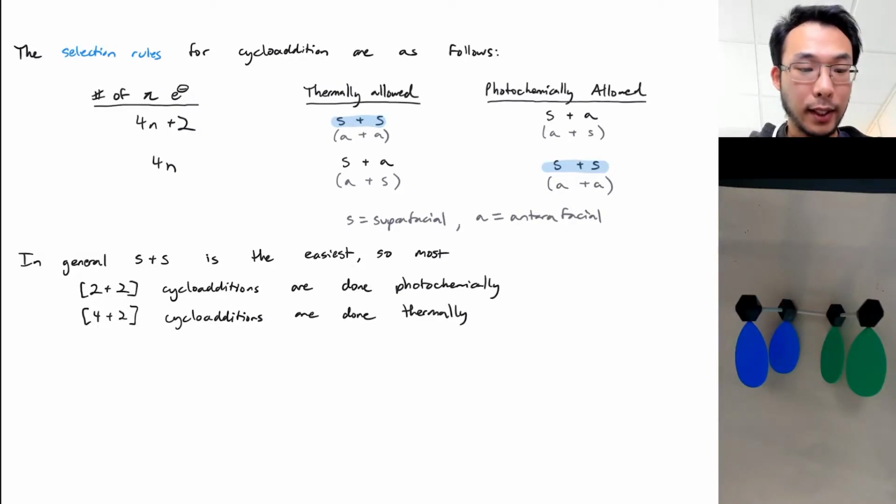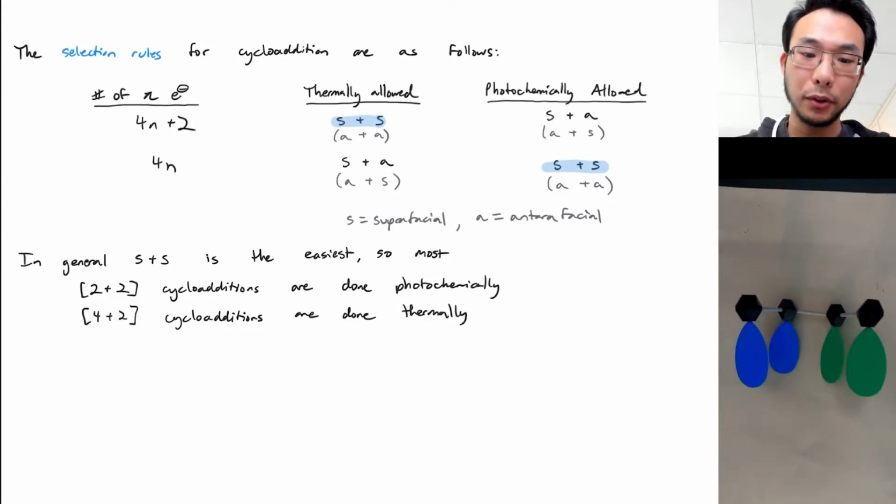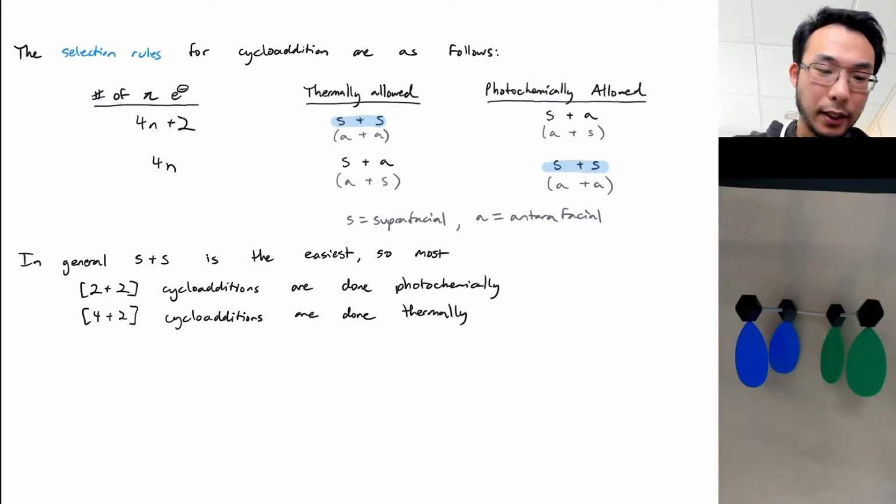And so that works out really nicely that our most common types of cycloadditions, which are 2+2 and 4+2, fall under the photochemical and thermally allowed conditions, respectively. If that wasn't so clear, I just want to do this again in kind of now a drawing form.